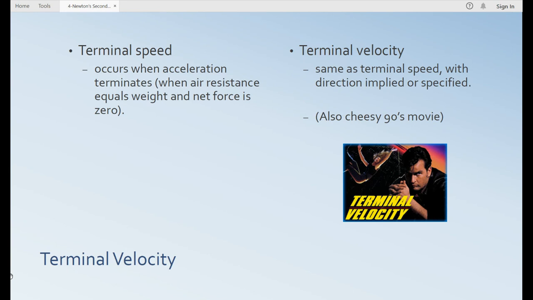Terminal velocity is also a really cheesy 90s movie. If you want to check it out, it's very entertaining and very dumb.